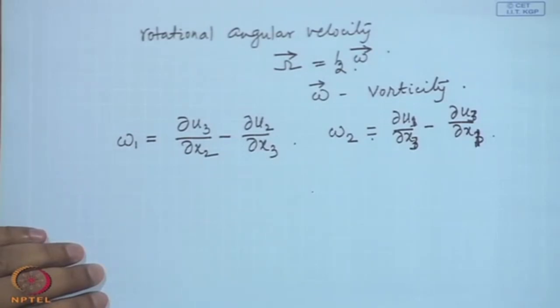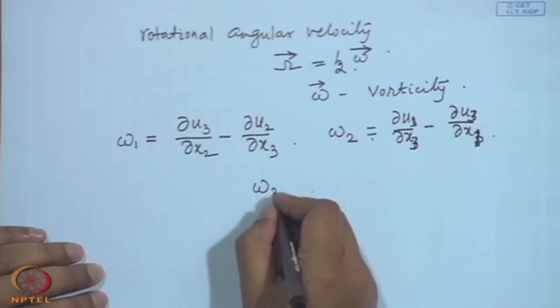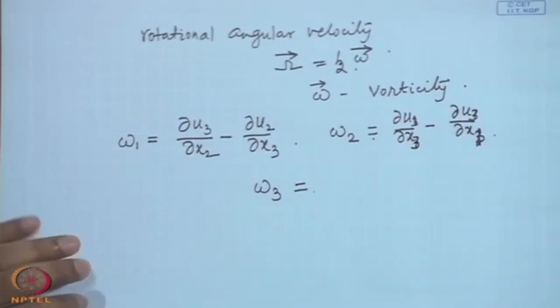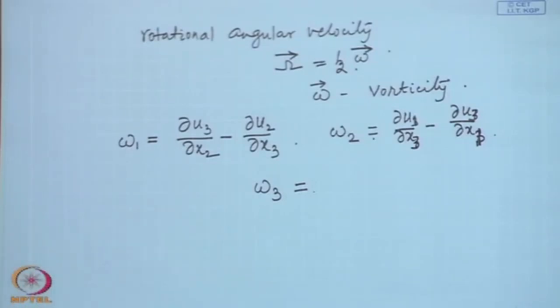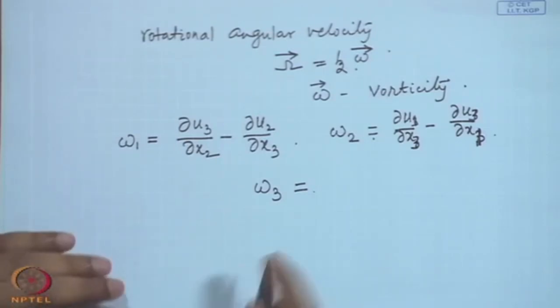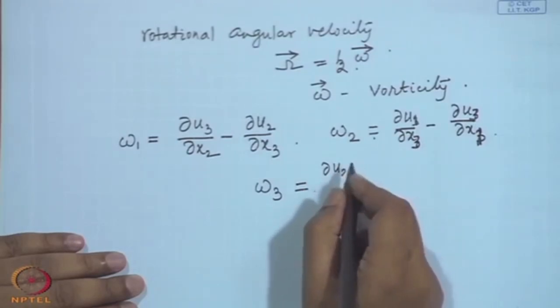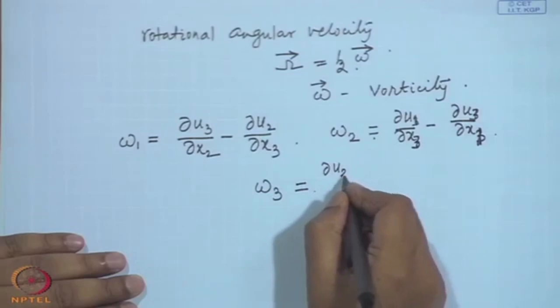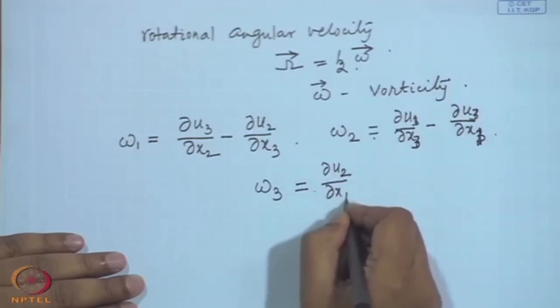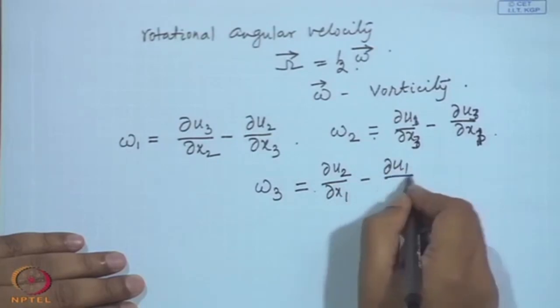Then what will be omega 3? That also you can complete. I j can be 1 2 or 2 1. 2 1 will give what? 2 1 3 is negative. So, if you take 2 1, you will get it directly. So, it is d u 2, with I is 2 and j is 1, d u 2 d x 1 minus d u 1 d x 2.